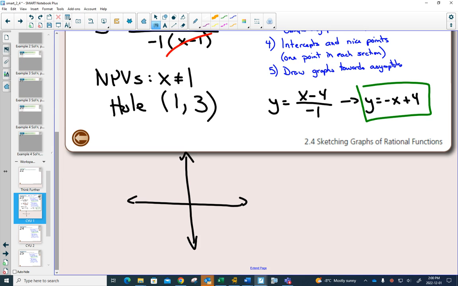Right? How do we graph negative x plus 4? We'd have a y-intercept at 0, 4. A slope of negative 1, down 1, over 1, down 1, over 1. But 1, 3 is a hole. We draw that with an open circle and add arrowheads to our graph.